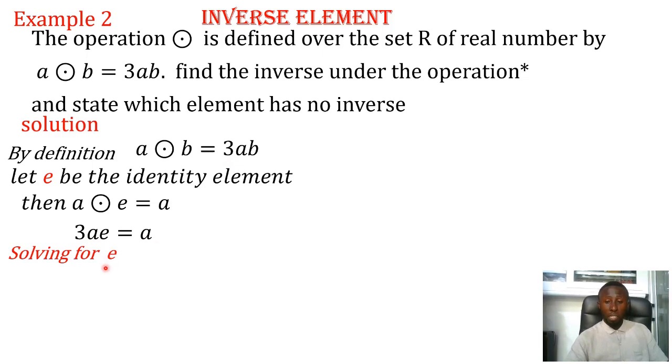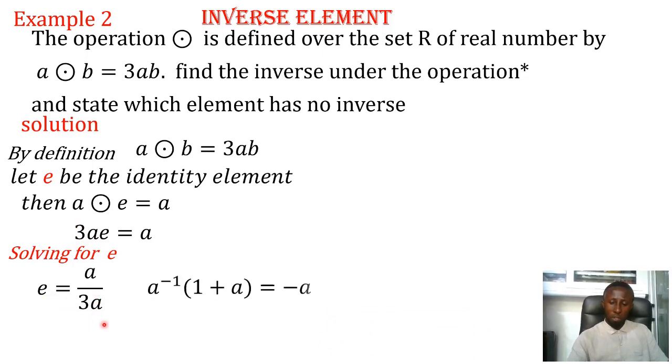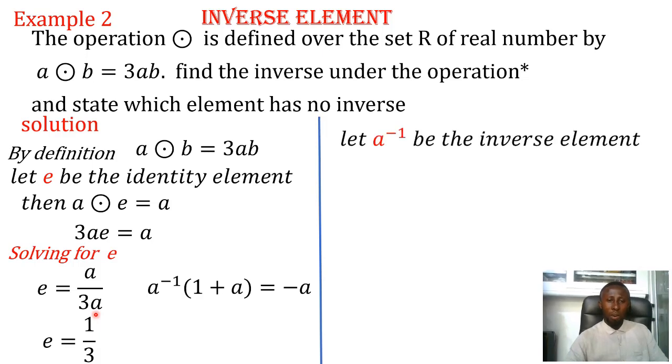So we are solving for the E, so let's make it the subject. We divide both sides by 3A. So the 3A will cancel, and that's why we got E here. The A will cancel. So our E is 1 out of 3. Good, as easy as that. So our E is 1 out of 3. This is now our E, that's our identity element. Now, let's solve for the inverse element.